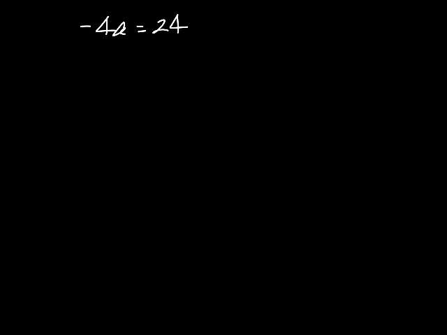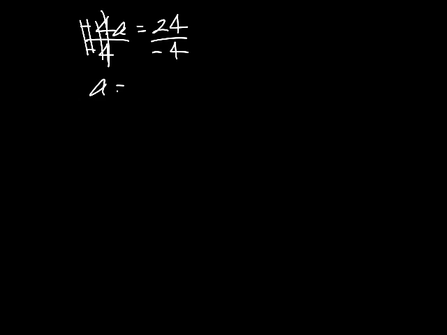So we're trying to get the a by itself. So in order to get it by itself, we have to get rid of that negative 4. That negative 4 is being multiplied by a, so if I divide it by negative 4, I have negative 4 over negative 4, which is 1, which makes this disappear. But I also have to divide this side by negative 4.